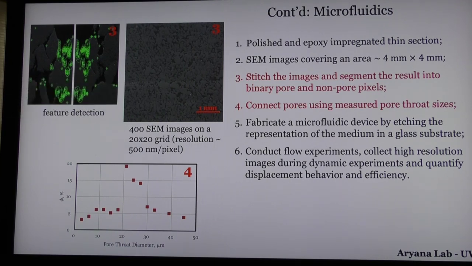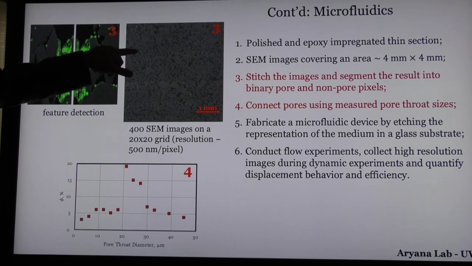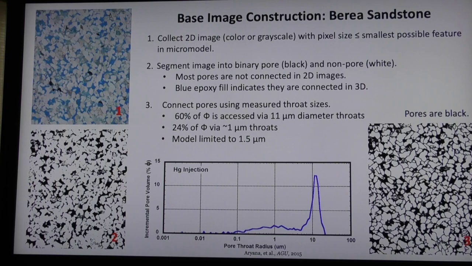The next step is to capture the throat size distribution that is present in the actual three-dimensional sample. We sent a sample out to get some data on. They did a mercury intrusion test, and the outcome of that test is the distribution of the throat sizes. So what I mean by that is, if you look here, there are little openings. These are pores, but the connections aren't there. A lot of the pores aren't connected, and the reason for that is the connections are in three dimensions in the actual rock. They're not in two dimensions.